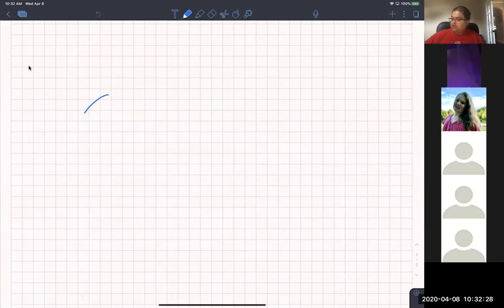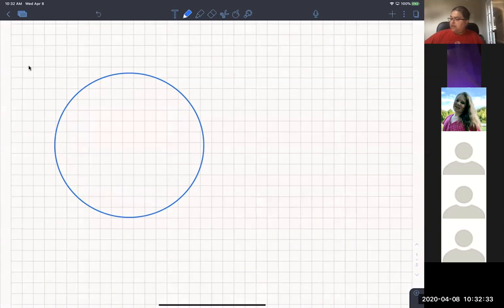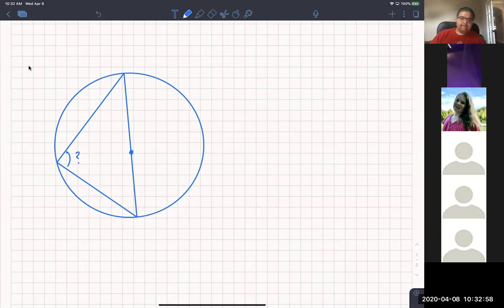Now, let's talk about another theorem. Let's say, for example, I have a circle. Okay. And this is the center. We actually talked about this right before we left. What is the measurement of this angle? 90. How'd you get that? Because of the second corollary theorem or something.